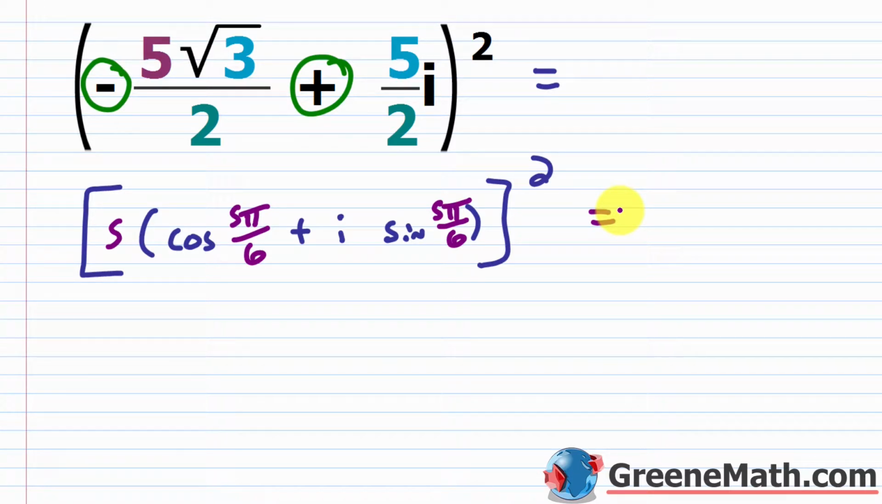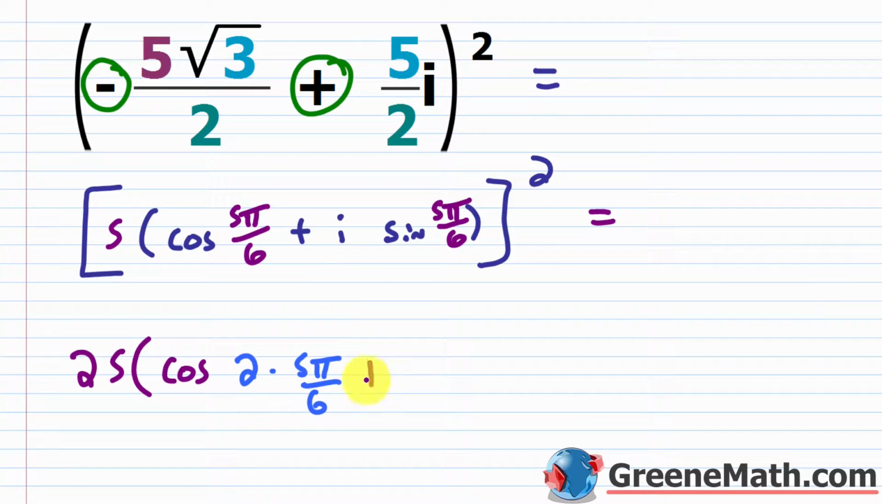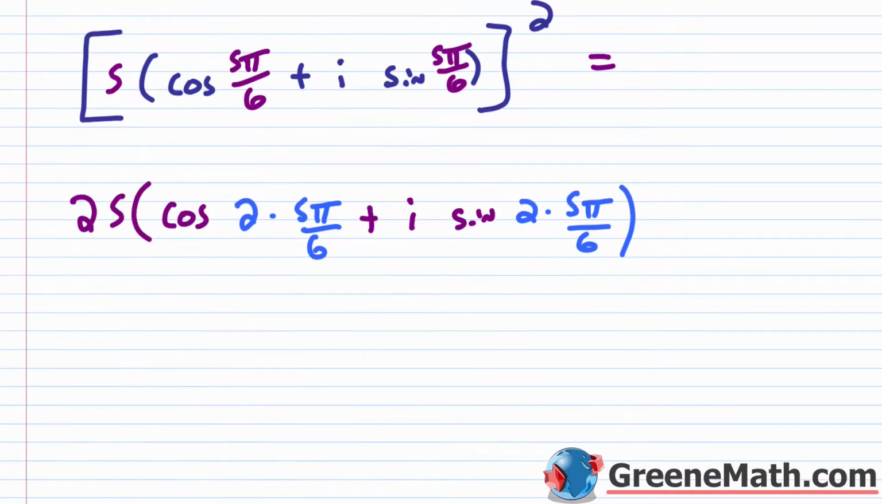Using our little theorem, this r value here is raised to this power. So 5 is squared. 5 squared is 25. That's easy. Then times the quantity, the cosine of, this gets multiplied by this exponent. So we'll have 2 times 5 pi over 6. Then plus I times the sine of, again, 2 times 5 pi over 6. Okay, that's all it is. It's very, very simple. Most of the work is just putting it in polar form.